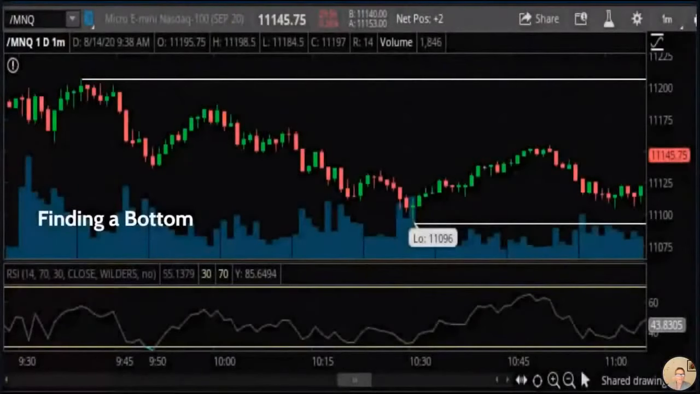So now let's talk about finding a bottom. This is really important because every pattern always tells you, once you confirm a bottom, this is what you do, all right? So it's important that you learn how to identify a bottom. So I'm going to talk about bottoms.